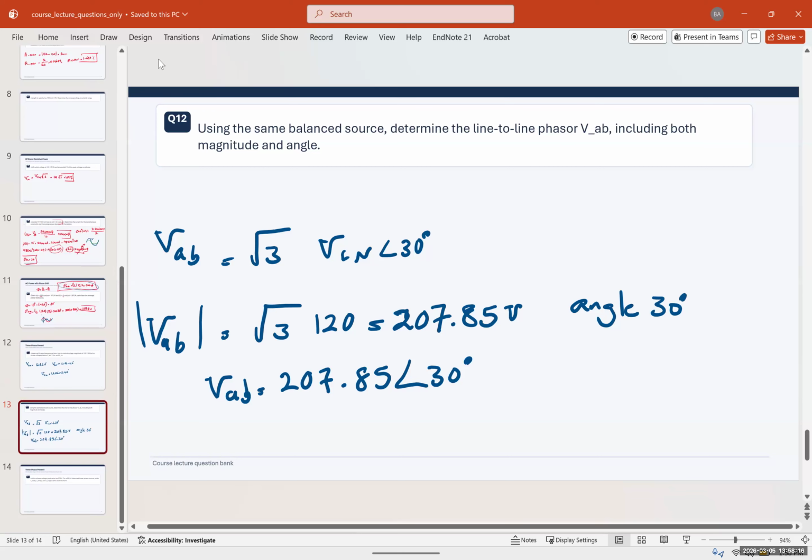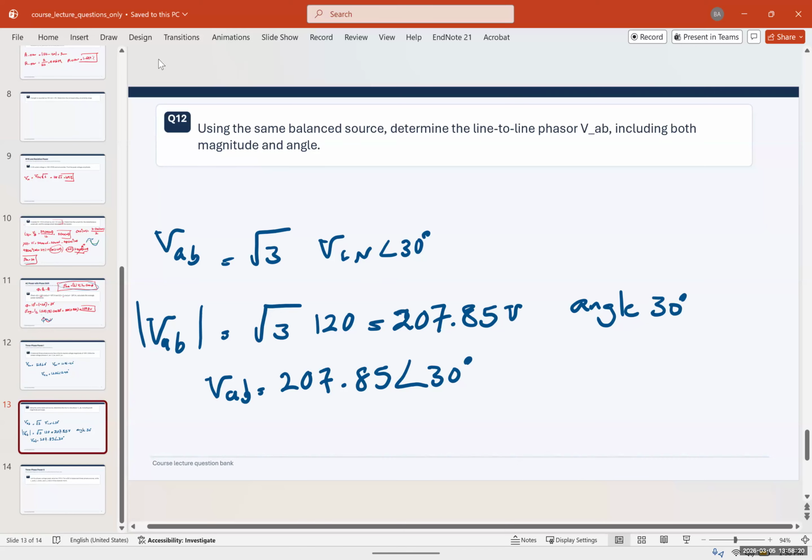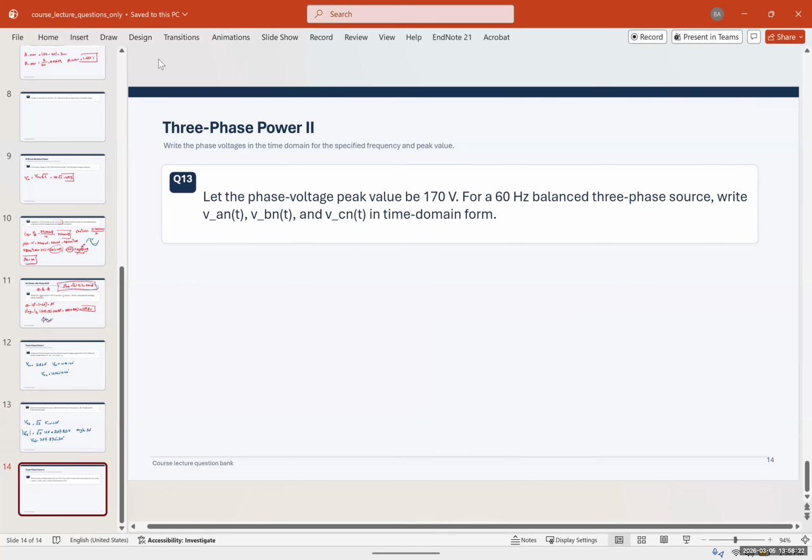Let's go to the last part. I think I already solved this. This is an easy one. Let the phase voltage peak value be 170 volts. For a 60 hertz balanced three-phase source, write VAN, VBN, VCN in time domain form. Again, pretty easy.